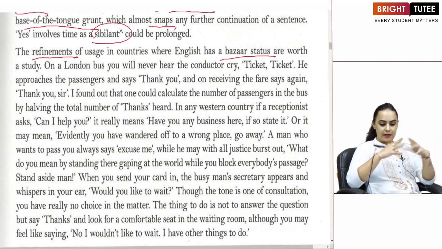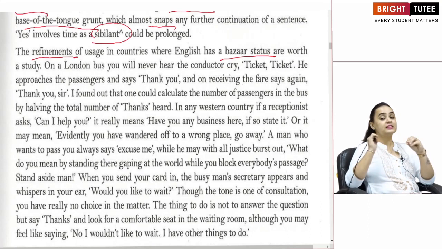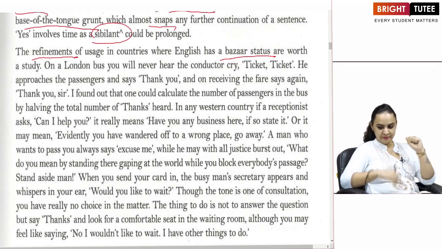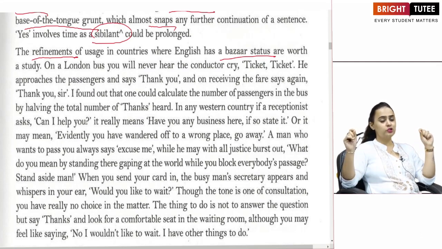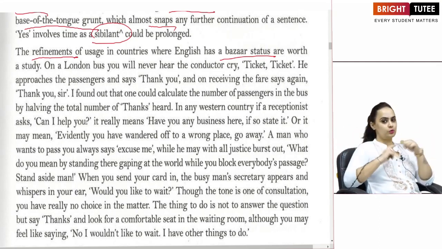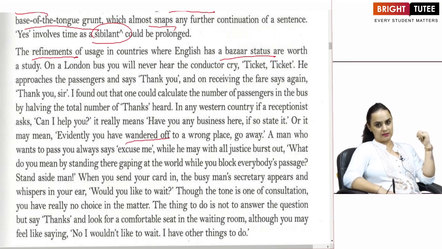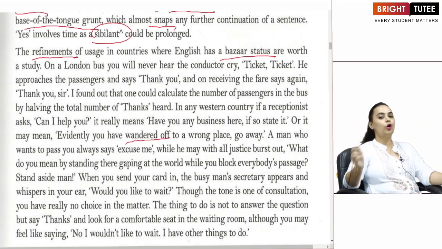He again gives us another example that if in a Western country you enter a hotel and the receptionist asks you, "Can I help you?" then what she really means to ask you is, "Have you any business here? Is there anything that you want to do here? If yes, then please tell." Or it may mean, "Evidently you have wandered off to a wrong place. That clearly you have come to a wrong place. So please leave, please get out."